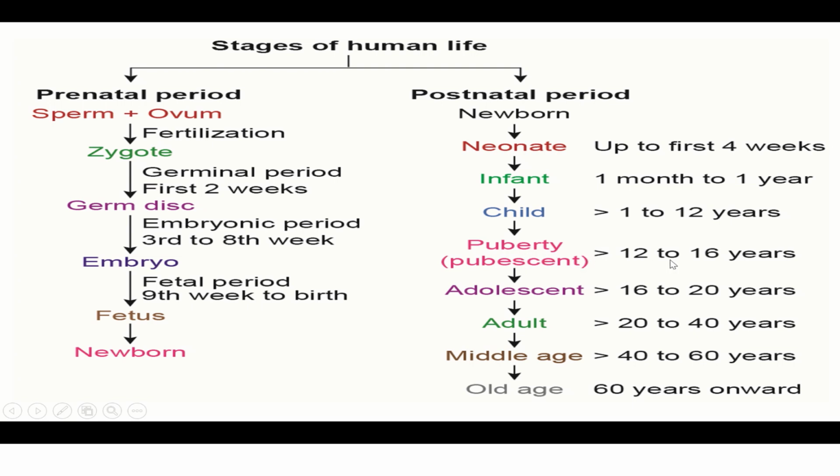Puberty is between 12 to 16 years. Adolescence is 16 to 20 years. Adult is 20 to 40 years. Middle age is 40 to 60 years. And old age is beyond 60 years. So these are the different periods.